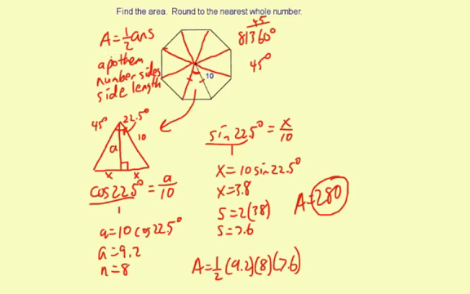So let's review the process. Find the central angle, which we found to be 45 degrees. Then we found the apothem, the number of sides, the side length, and then combined it all together.